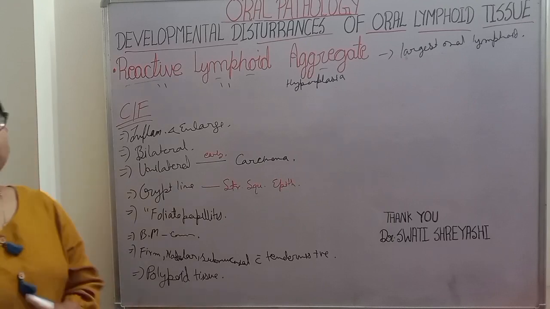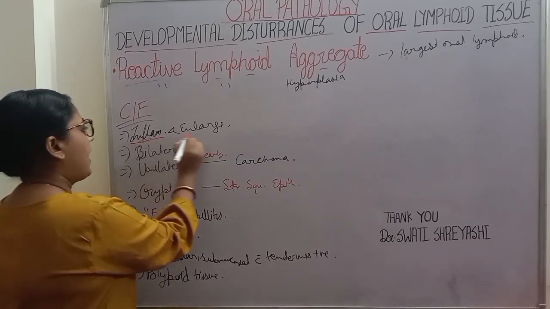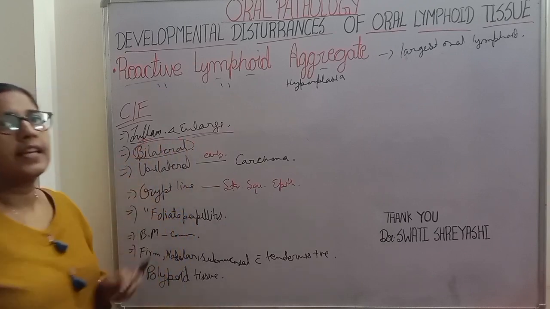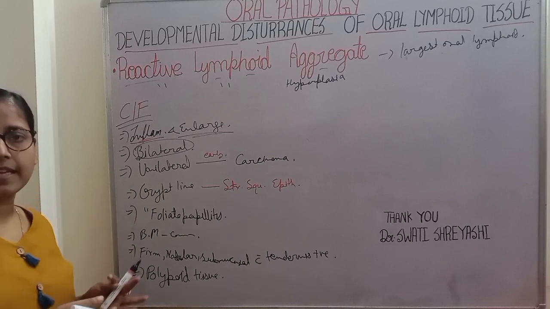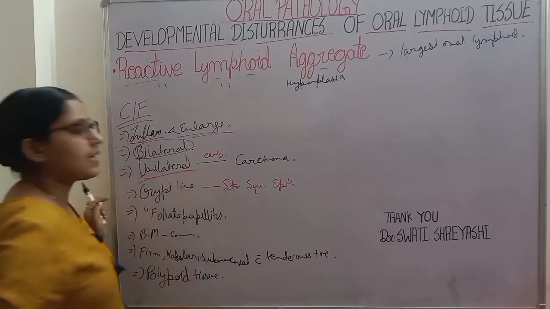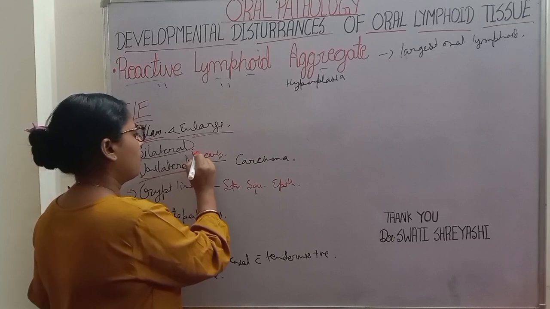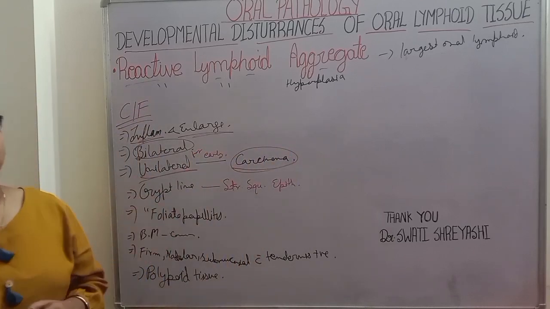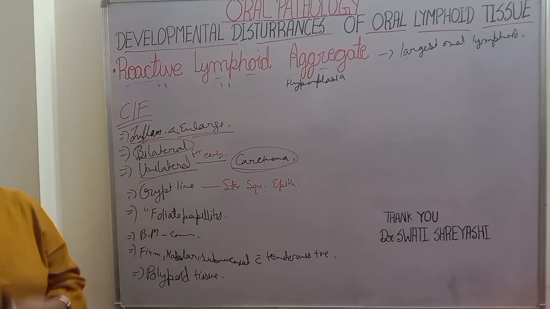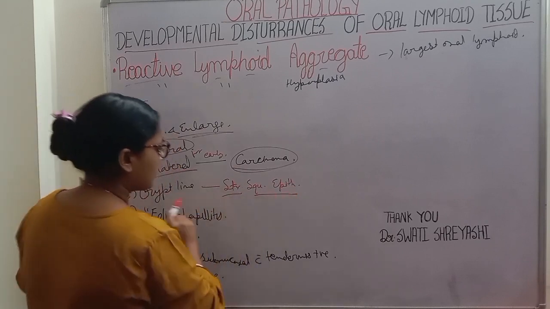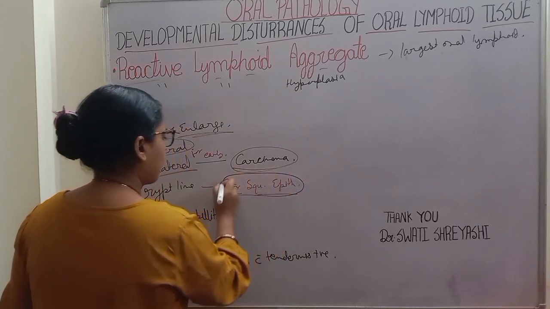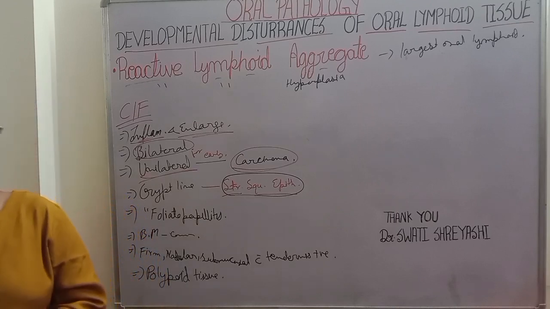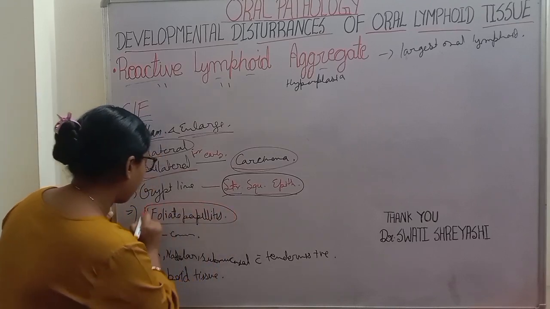हम लोग ने क्लिनिकल फीचर में देखा, it becomes inflamed and enlarged. Enlargement usually bilateral. If unilateral, may be mistaken for early carcinoma. Crypt lined by stratified squamous epithelium. This reactive lingual tonsil is called foliate papillitis.